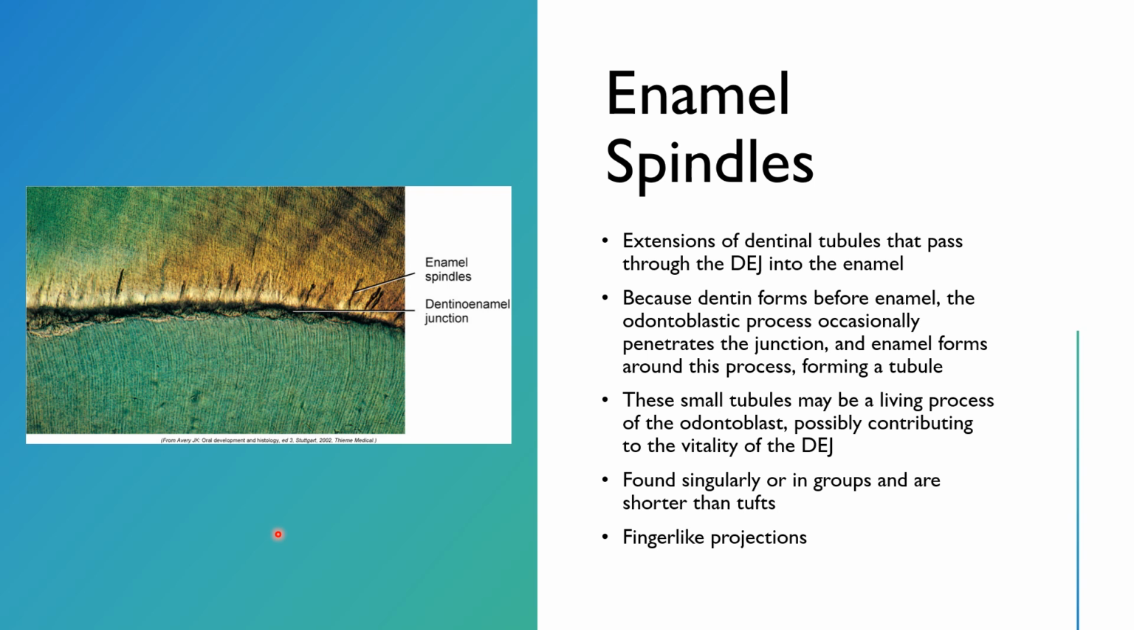Now they can be found as singles, like one by itself or one at a time, or sometimes they can even be in groups. So they're shorter than a tuft. The tufts, if you look back at the previous slide, they're broader and longer. Okay, and these are more finger-like.